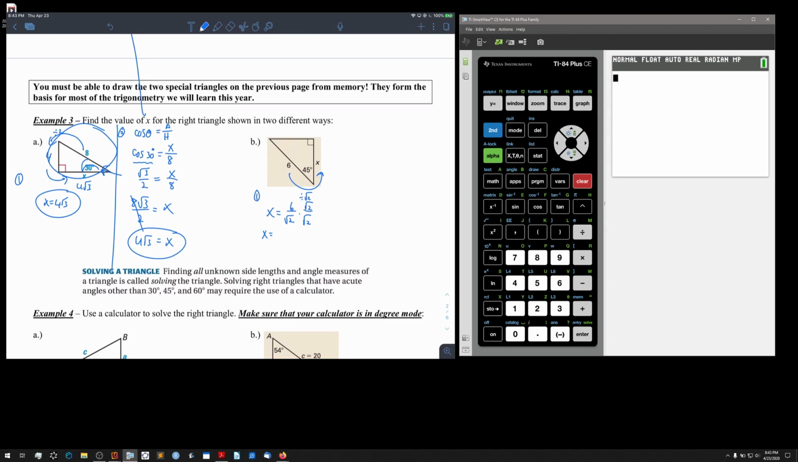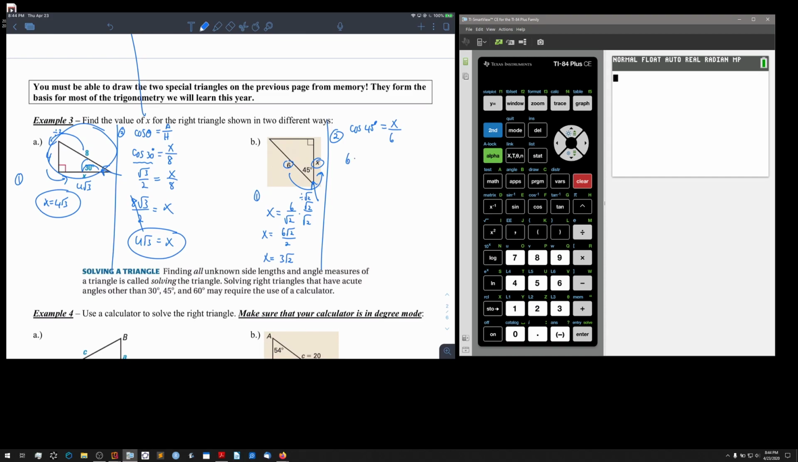We've got to rationalize, so I get 6 root 2 over 2. So x is 3 root 2. Okay? That's technique 1, just by understanding the relationship between the sides of the triangle. Or technique 2 would be to say, all right, if I look at the triangle from this angle, this is an adjacent side and this is the hypotenuse, so I'll do cosine again. Cosine, in this case, it would be 45 degrees equals x over 6.